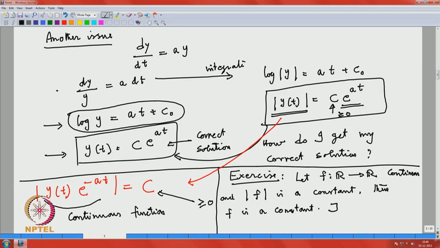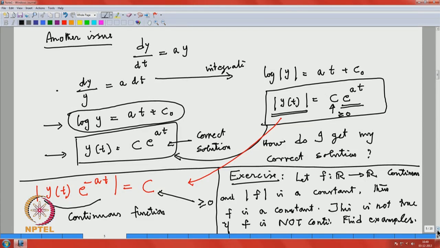This is not true if f is not continuous. Find the example, not continuous. Find examples. Trivial examples are available, but you can find that one.